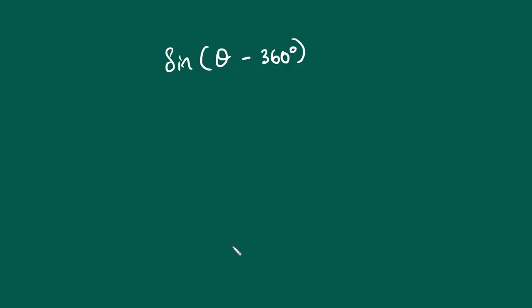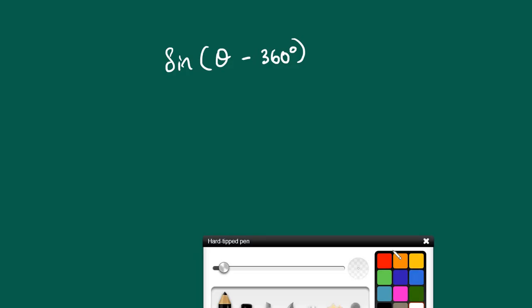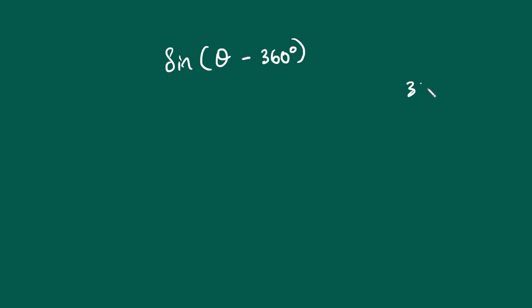Okay guys, so how do we do this one? Remember, like I said, we must have either 360 degrees plus or minus theta, or 180 degrees plus or minus theta, or 90 degrees plus or minus theta. Because here we see it as a negative angle, we need to start by rearranging first.